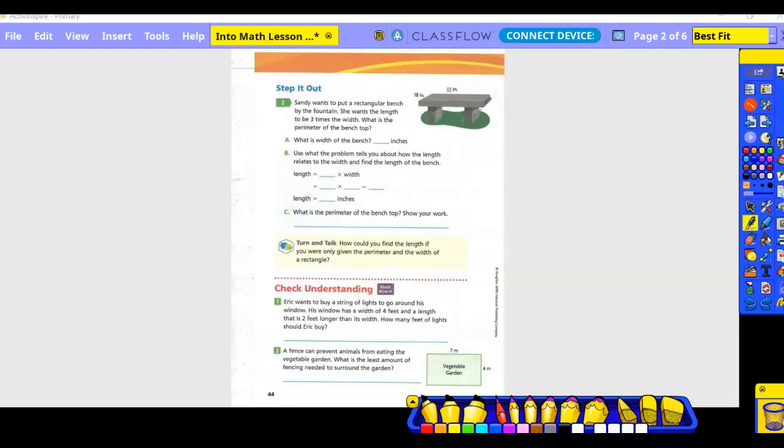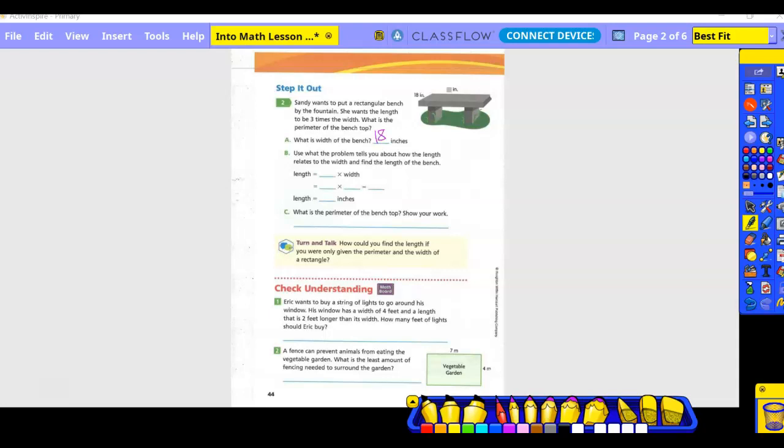Step it out. Number 2. Sandy wants to put a rectangular bench by the fountain. She wants the length to be 3 times the width. What is the perimeter of the bench top? What is the width of the bench? So what is the width of our bench? We know that. What is it, guys? 32. Oh wait, no, 18, right?